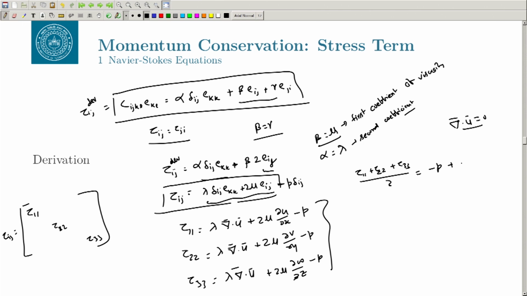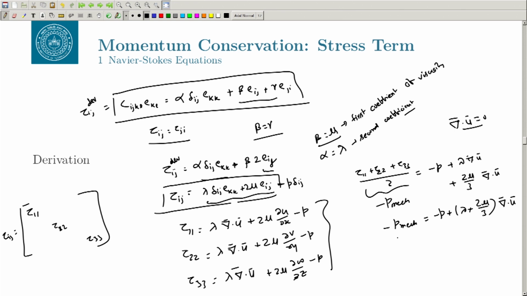plus lambda delta del dot u plus 2 mu by 3, and that is also del dot u, because del u by del x plus del v by del y plus del w by del z, that is also del dot u, okay. And we define this as a mechanical pressure, we call it p mech. So, minus p mech is equal to minus p plus lambda plus 2 mu by 3 del dot u, okay.